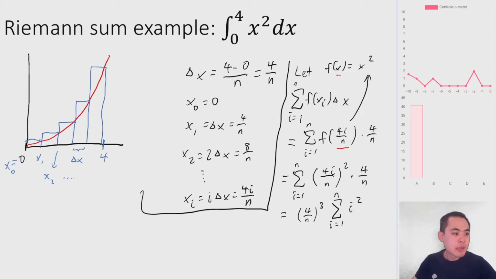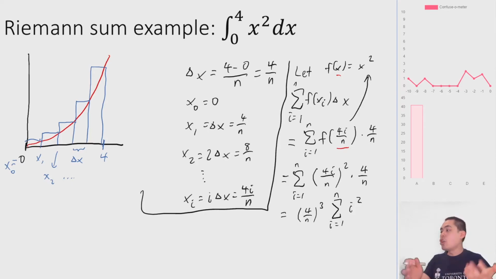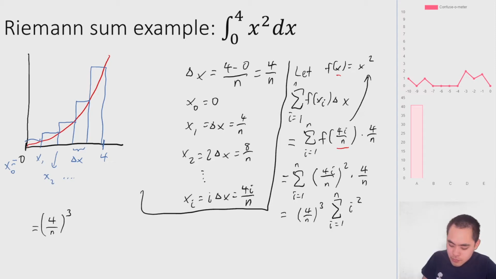Questions are good. One of the other things you may or may not remember, but you might have done some of these sums in your prior calculus classes, is that we know what the sum from 1 to n of i squared is. I'm not going to rederive it here, because that would take a while, but this is just equal to 4 over n cubed times n times n plus 1 times 2n plus 1, over 6.